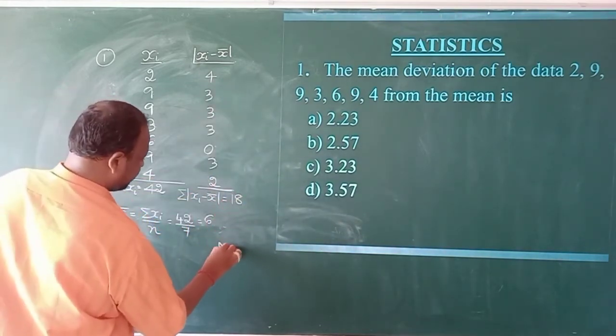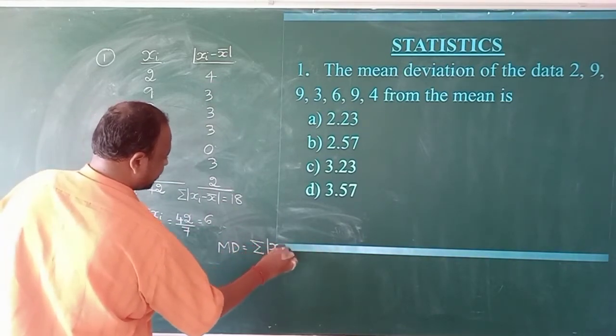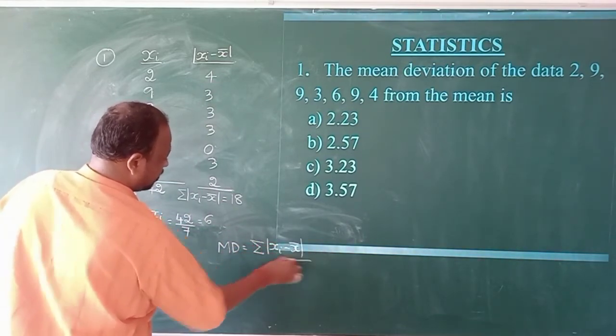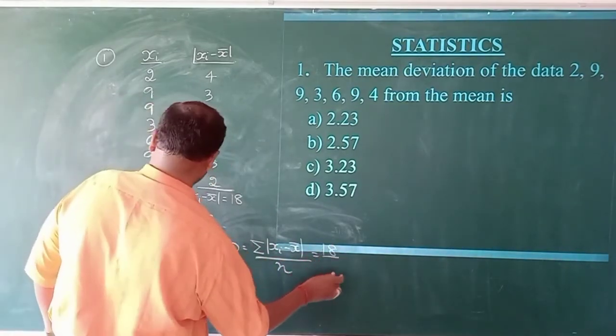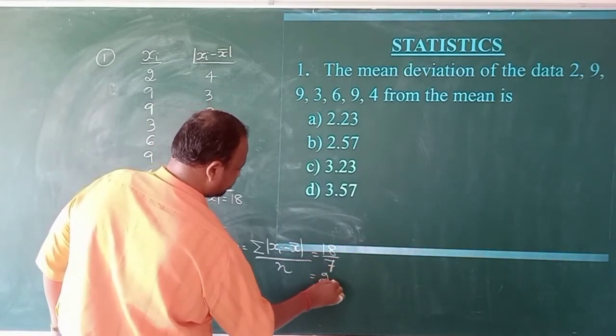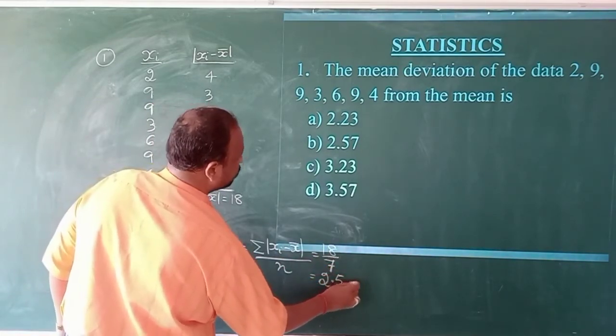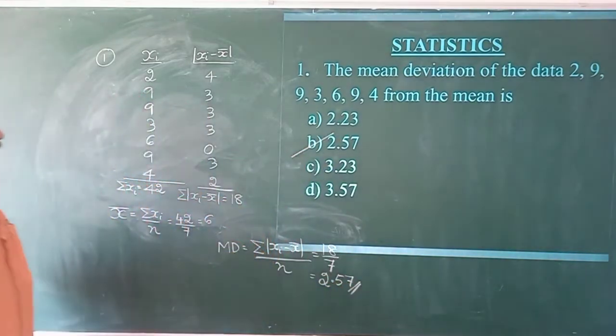So mean deviation about the mean is given by sigma xi minus x bar divided by n, that is equal to 18 divided by 7. 2.57, you will get it. Option B is the answer.